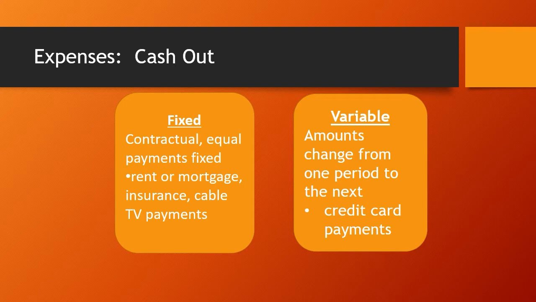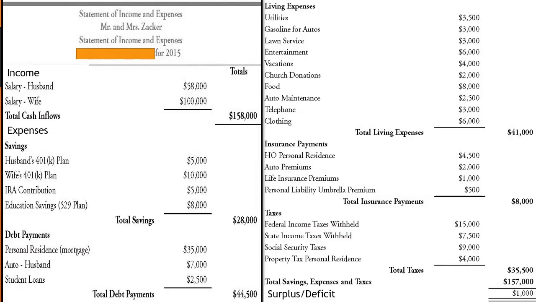So you could label each expense with an ND for non-discretionary, or a D for discretionary. And that can be useful, and you'll see why later. So that's another way to label expenses, and that's the one I would suggest: discretionary, non-discretionary. Moving on. All right, so here we have a statement of income and expenses for Mr. and Mrs. Zacher.